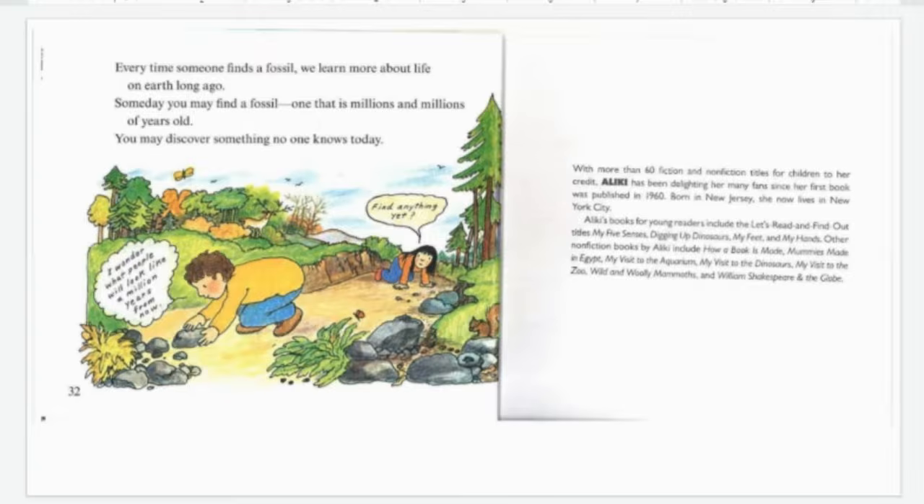Every time someone finds a fossil, we learn more about life on Earth long ago. Someday you may find a fossil, one that is millions and millions of years old. You may discover something no one knows today.